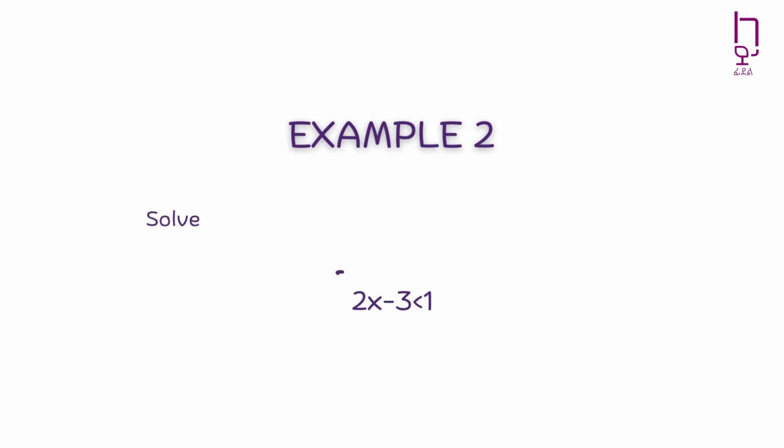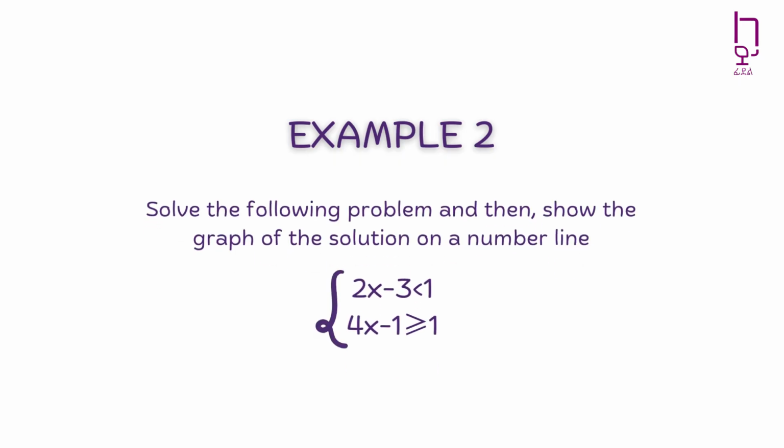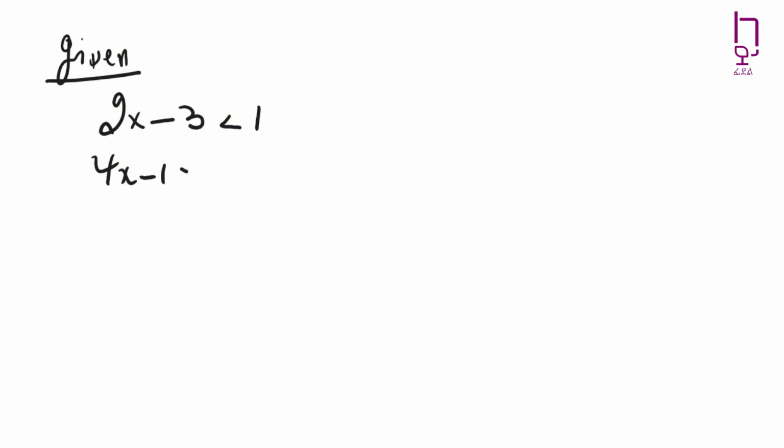Now let's look at example 2. Example 2 says solve the following problems and then show the graph of the solution on a number line. You are given these inequalities: 2x minus 3 is less than 1, and 4x minus 1 greater than or equal to 1. These are the inequalities which are given. We are required to find x, and show it on a number line.